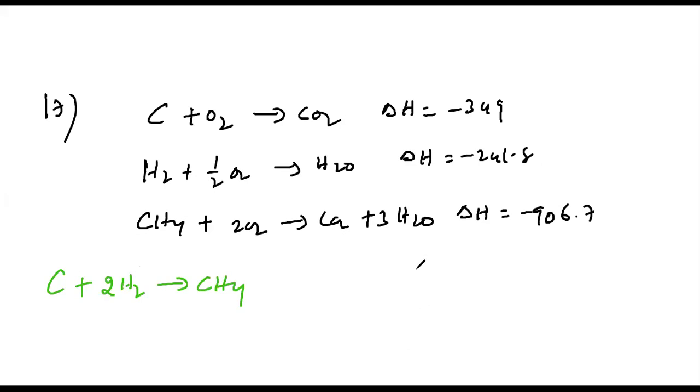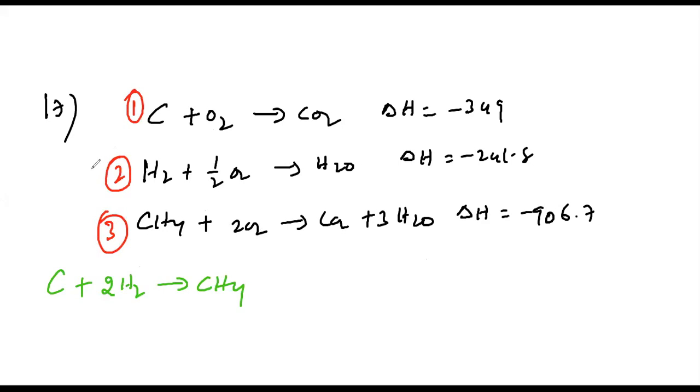How are we going to get this one? C plus 2H2 gives rise to CH4. This is the heat of formation of methane, and we have to get it. So first, this is the first equation, this is the second equation, and this is the third equation. So you have to multiply the second equation by 2, students.